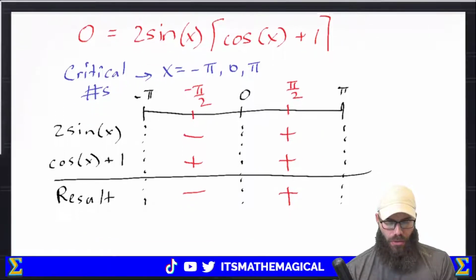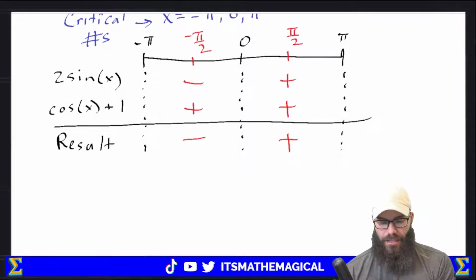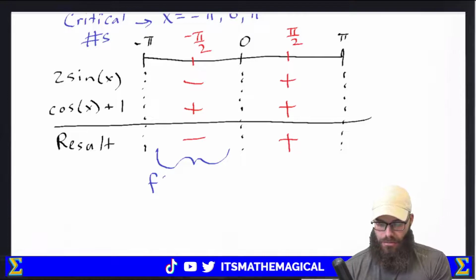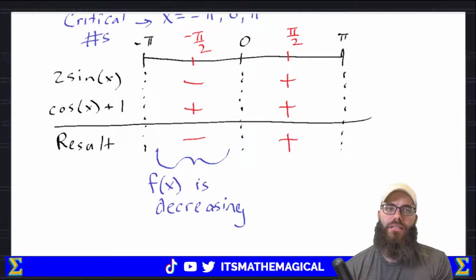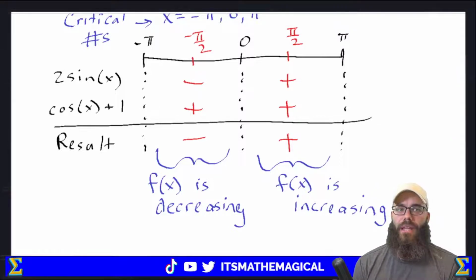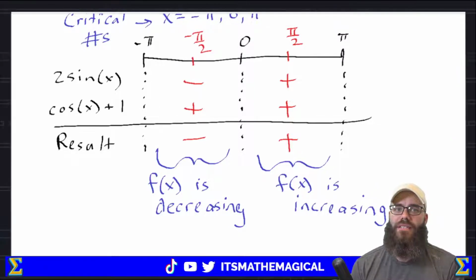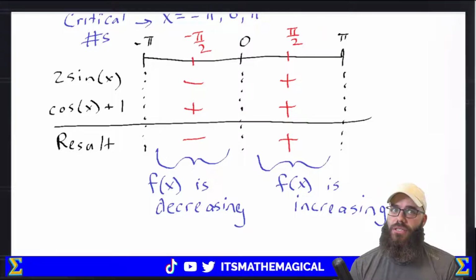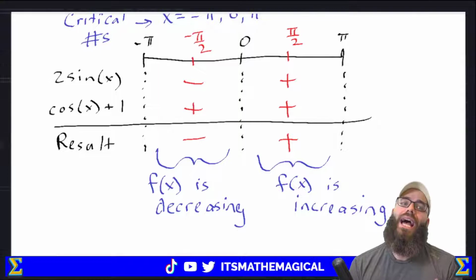Okay, so this interval where we have a negative result, f of x is decreasing. All right, where we have a positive result, f of x is increasing. And there we go. So we know that f of x is decreasing along the interval negative pi to 0, changes direction at 0, and then starts increasing from 0 to pi.